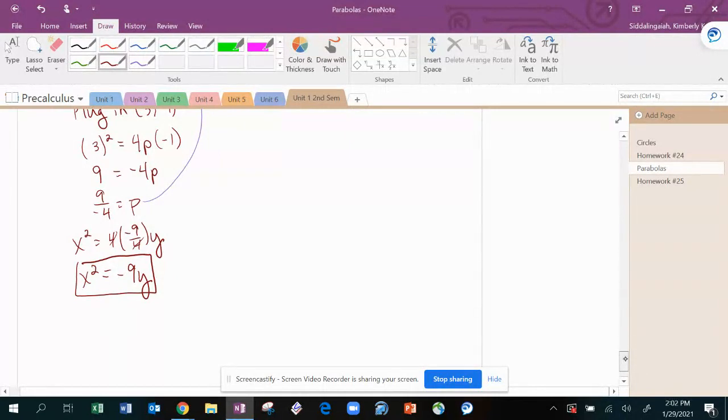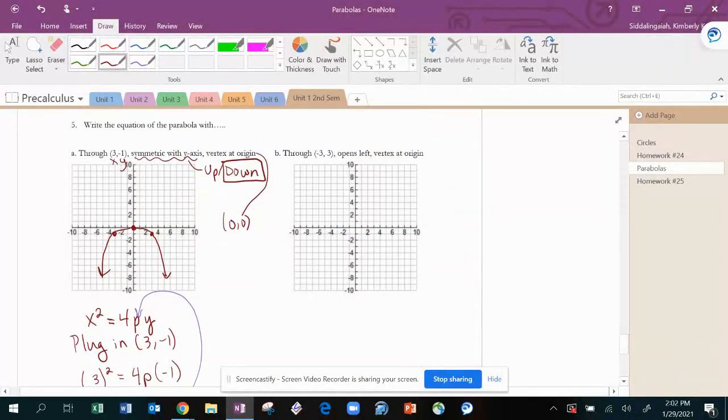All right, let's do another one like that where we have to sort of piece together what's going on. Okay, so actually I'm going to go to the last piece here. It says vertex at the origin. So this is another (0, 0), which is lovely. It means we don't have to worry about h and k. And it tells us it opens left. Beautiful.